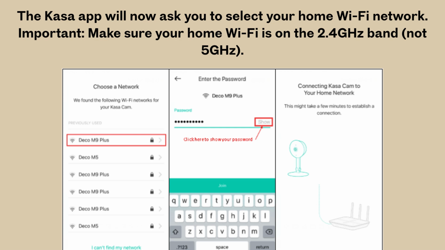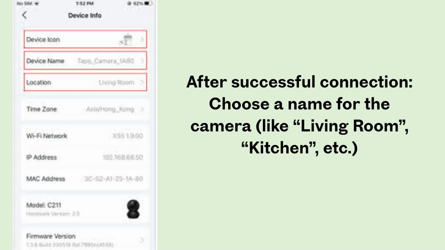Wait for the confirmation. After successful connection, choose a name for the camera, like living room, kitchen, etc. Assign the camera to a room or create a new one. You can also choose to enable or disable notifications at this stage.